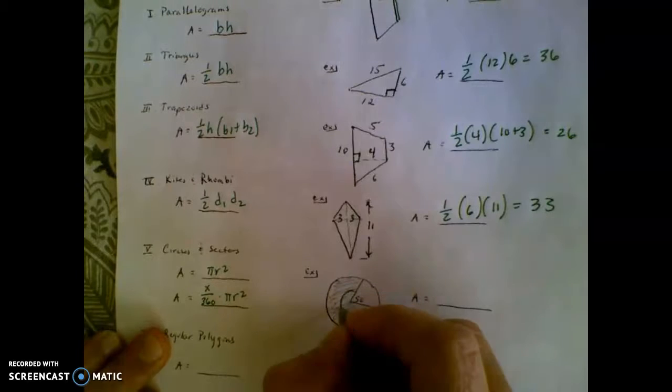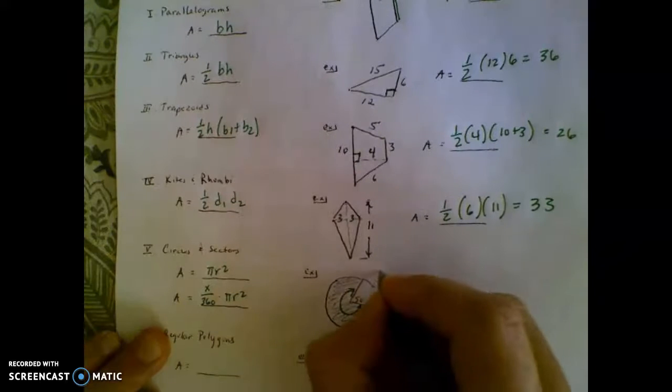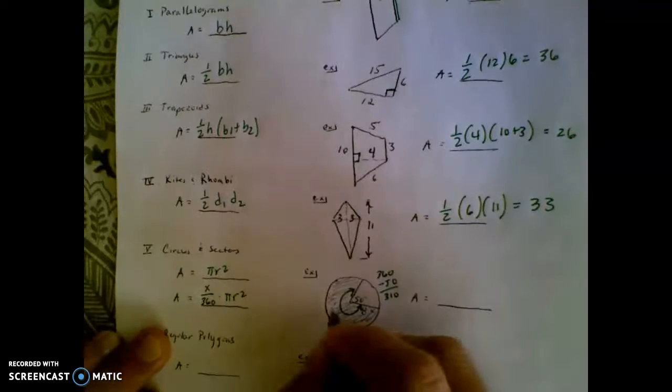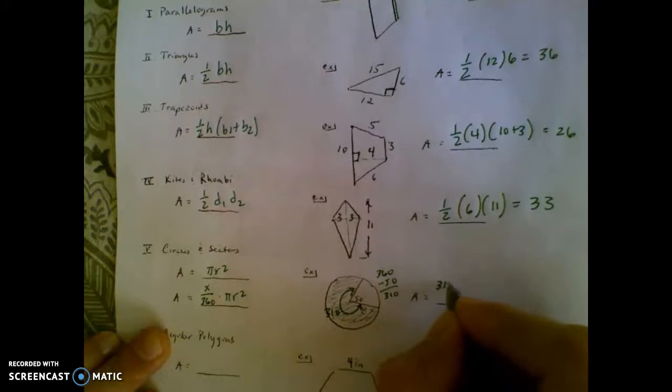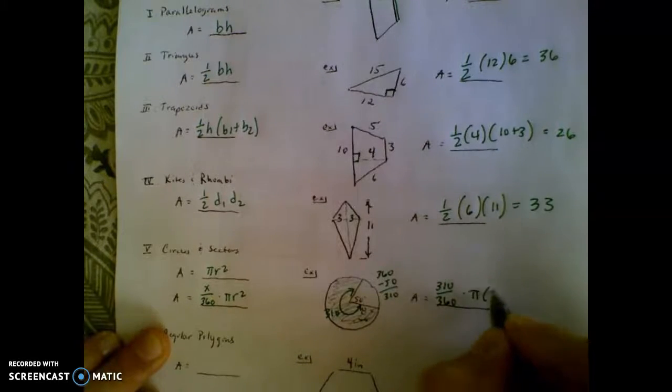So remember, this is 360 degrees the whole way around. To figure out how big the shaded part is, I would do 360 minus the 50, and that's equal to 310. So that's a 310 degree central angle. Remember to put that over 360, and then you multiply that times pi r squared. R in this case is 8, so it'd be pi times 8 squared.